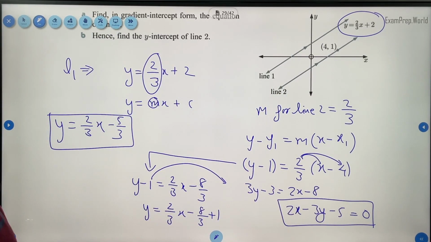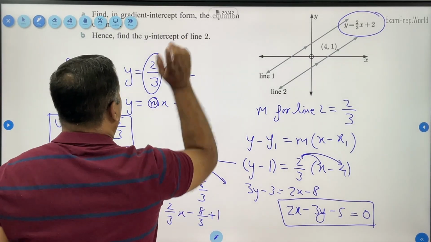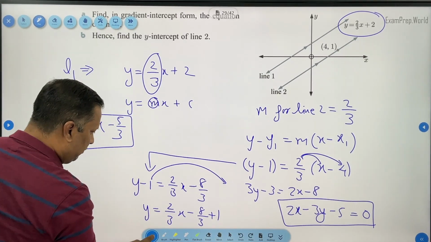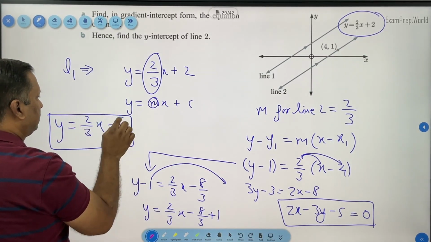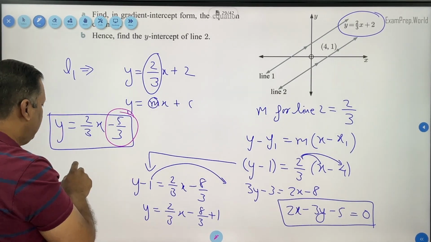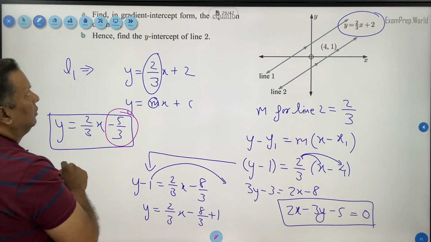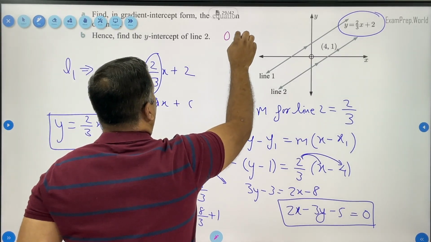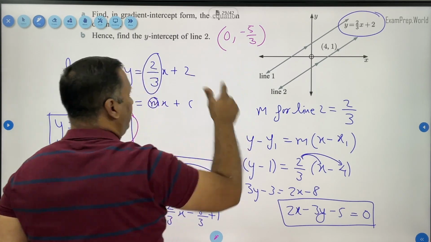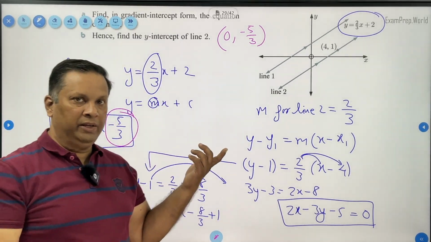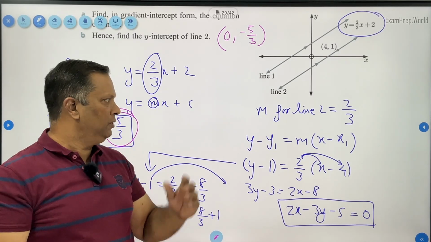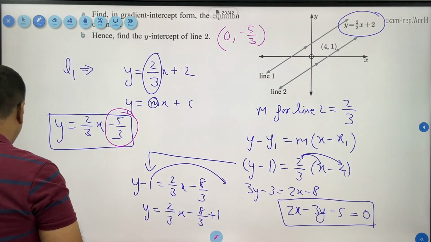Now they are asking you for the y-intercept of line 2. What is the y-intercept of line 2? We can clearly see it is negative 5 by 3. If they want it in point form, you write it as (0, negative 5 by 3), because we want a point, and a point has both x and y coordinates. So (0, negative 5 by 3). I hope you understood. It was a very simple question. I will zoom out so you can take the notes.